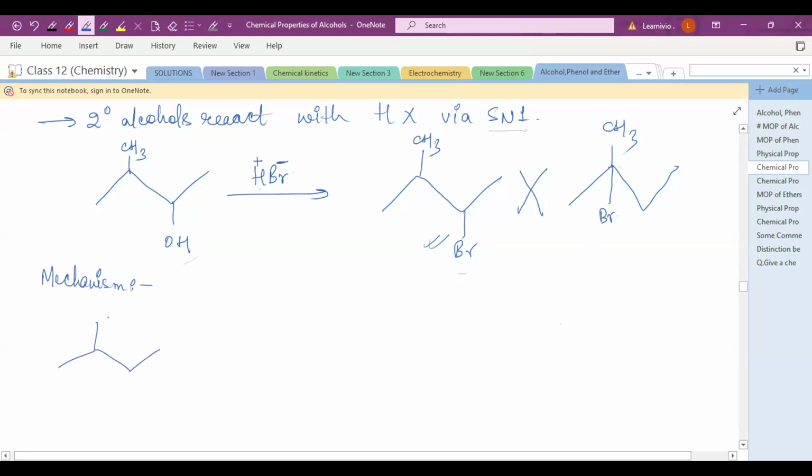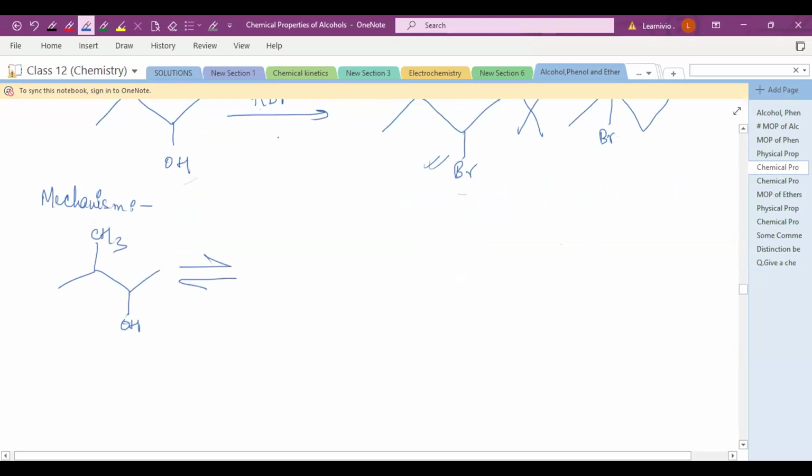This was the OH. This is the CH3. So what happens here? This is again H plus and Br minus. So the first step again will be H plus, right? This oxygen has a lone pair, so it will try to approach this hydrogen, and OH2 plus will be formed, which is very unstable. So this bond will break, and dehydration will occur.